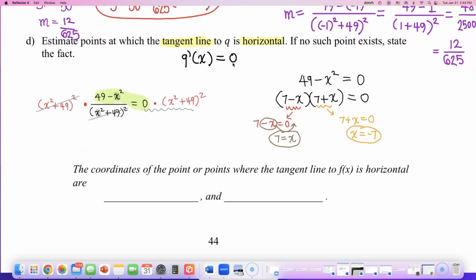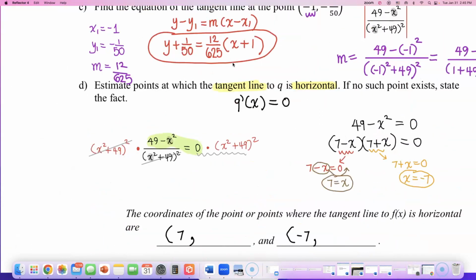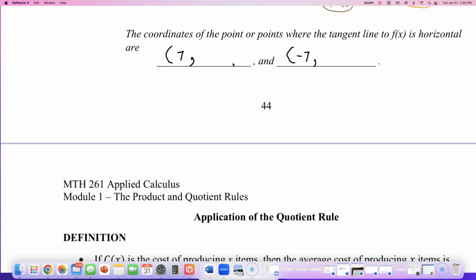But they said write an ordered pair, right? So I know the x values are 7 and -7, but I don't know their y values yet. How do we find y values when we have x values? We plug it back into the original function. So let me go up and grab that original function. I haven't worked with this guy in a long time, but let me copy this down here. Because if I want the y, I need to plug it into the original function, not the derivative. You plug it into the derivative function if you want the slope, but if you simply want the y value, plug it into the original function.